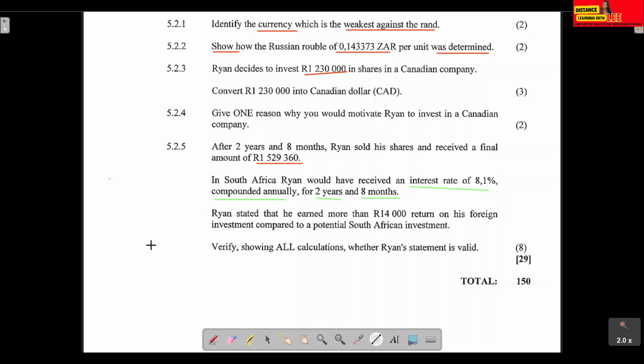How much money was the principal amount that was invested? I'm just going to make notes here. The principal amount, which I'm going to put as P, that was invested, was 1,230,000. So that is the amount that we're going to be working with.